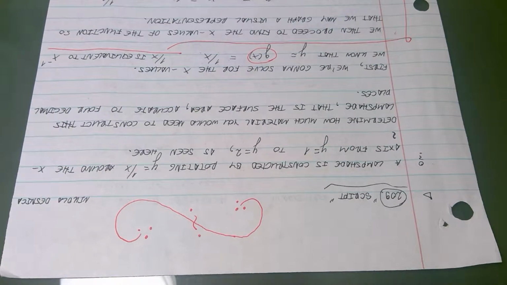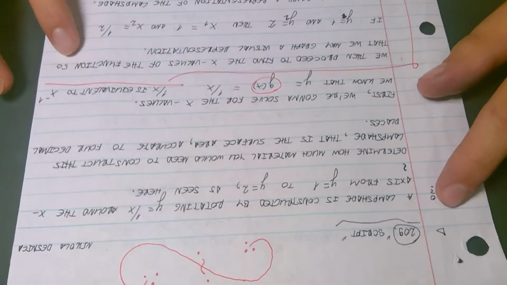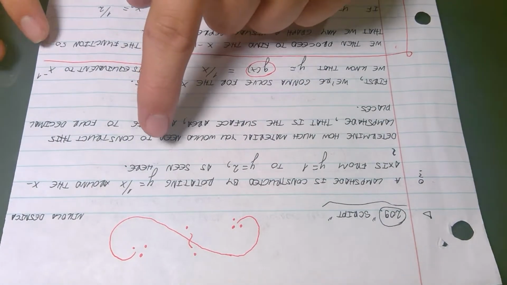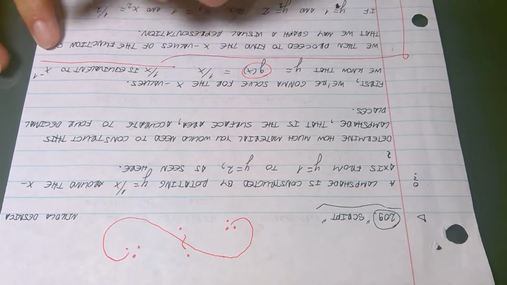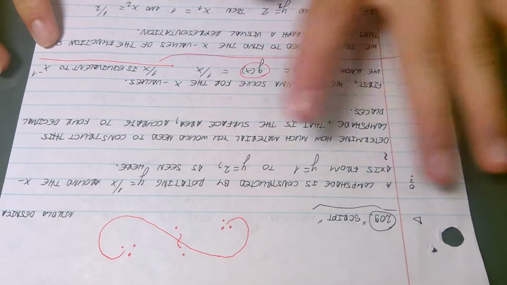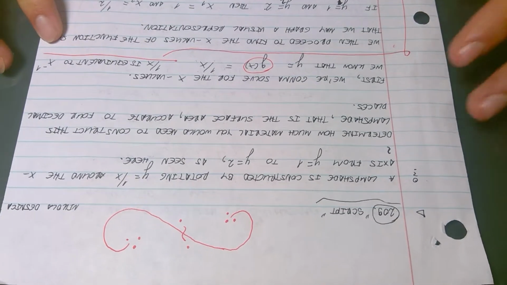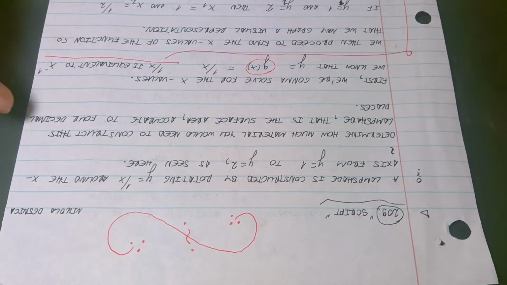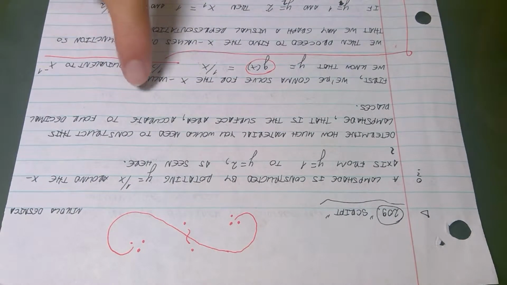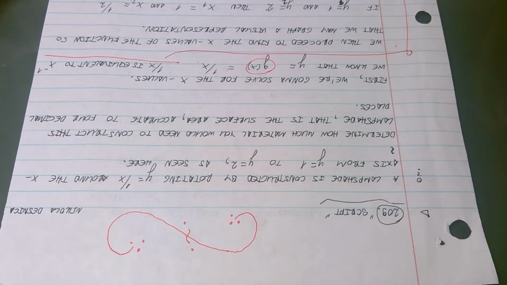So my problem is 209 and it states the following. A lampshade is constructed by rotating y is equal to 1 over x around the x-axis from y is equal to 1 to y is equal to 2. What we need to do is determine how much material we need to construct this lampshade. That means that we need to find the surface area, and it says here that we need to find it accurate to 4 decimal places.